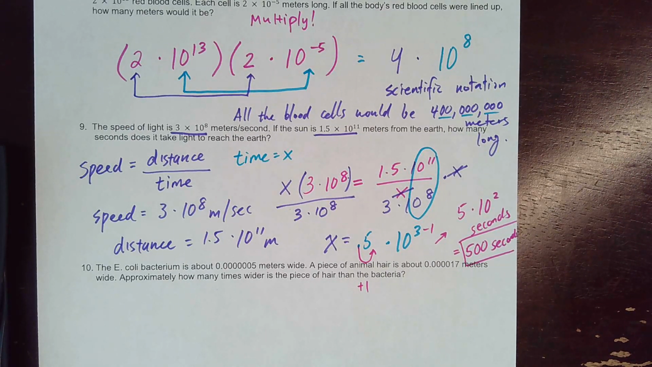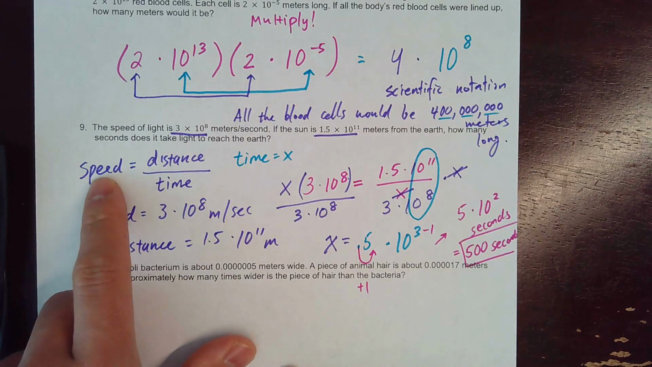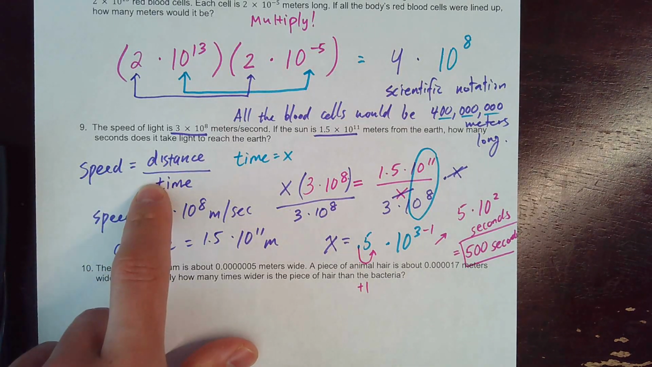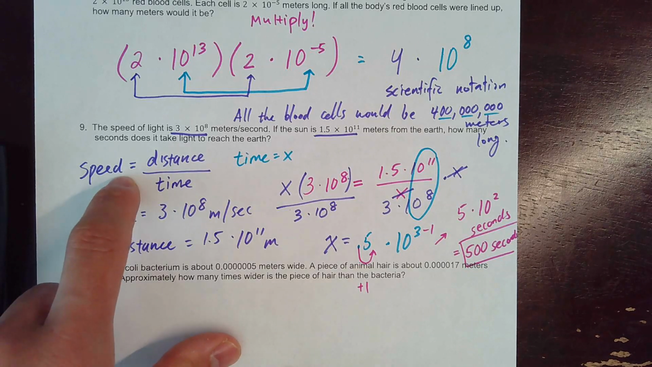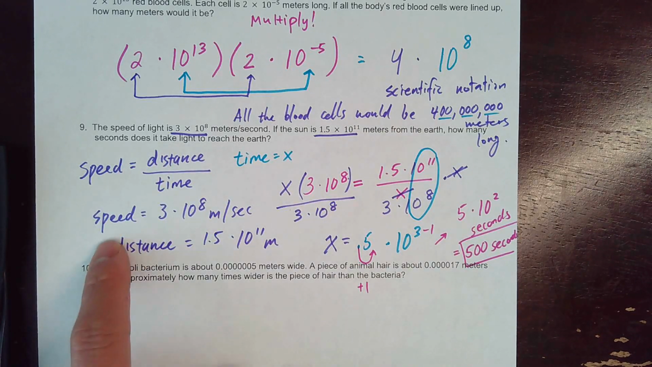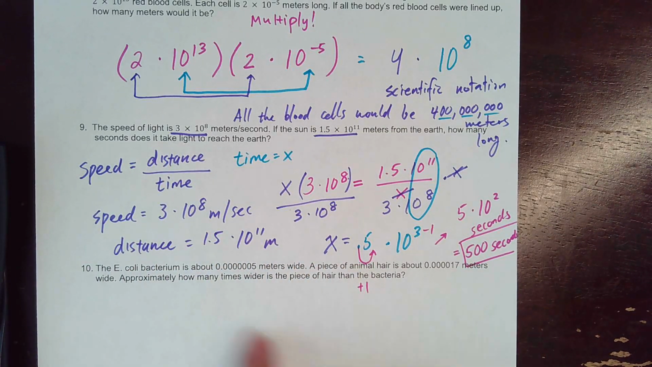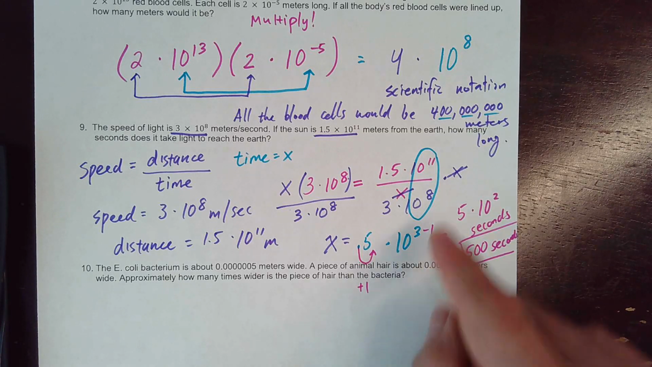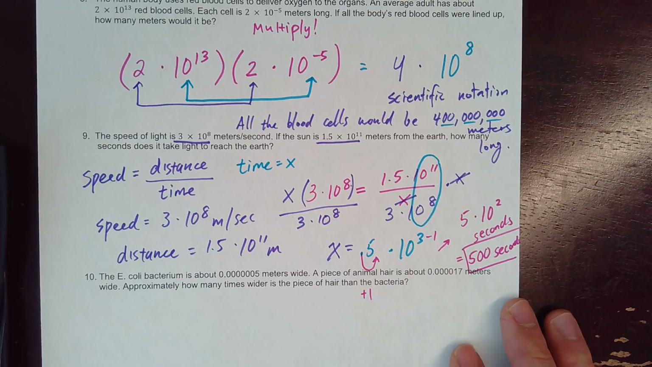Okay, this word problem was a little bit tricky. We had to know that the speed was equal to your distance over your time. Your rate is equal to d over t. And then you figure out, you kind of have to work your way to isolate x. And scientific notation indeed made our calculation easier.